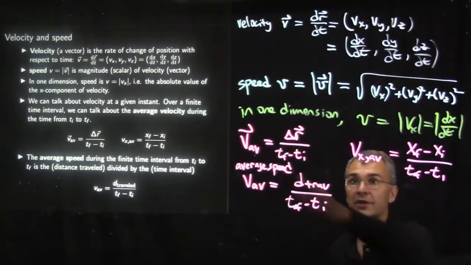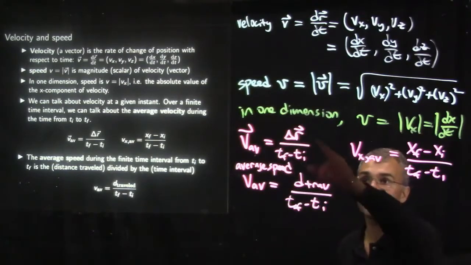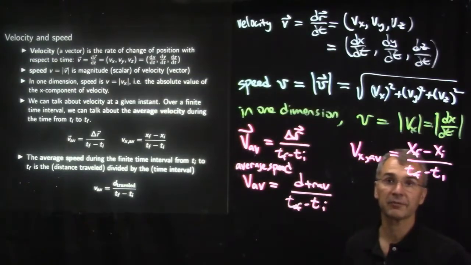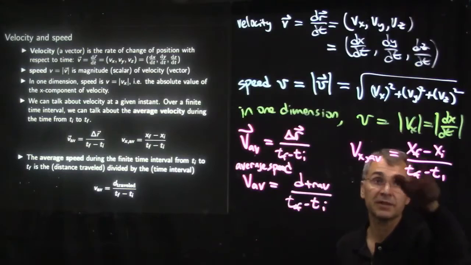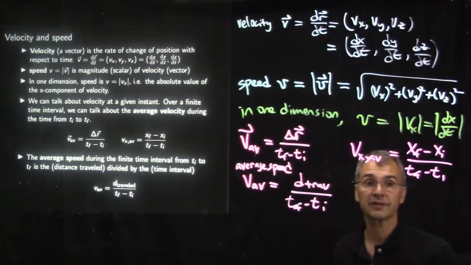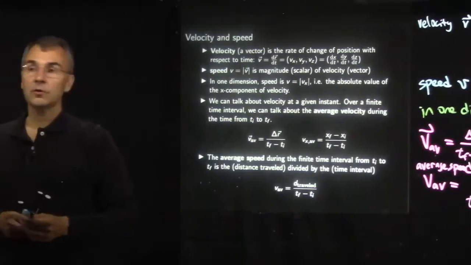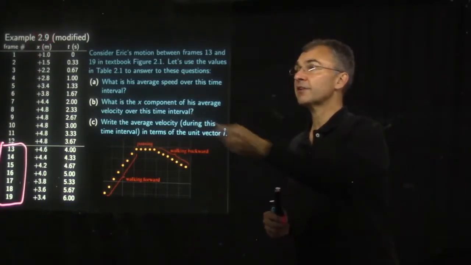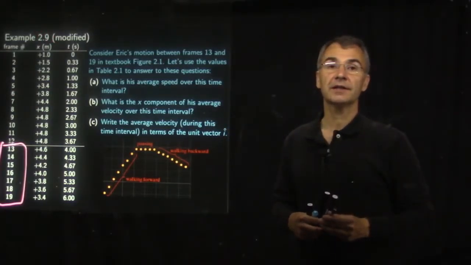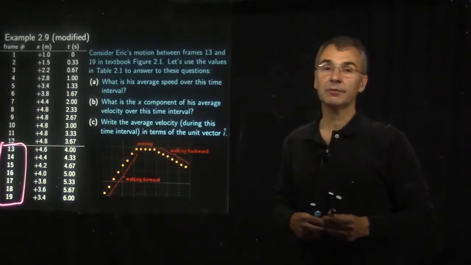Whereas the average velocity is the displacement vector divided by the time interval. Or the x component of the average velocity is the change in the x coordinate divided by the time interval. These are all easier by example, I think, than in generalities. When you read through chapter 2, you will find example 2.9. So I've taken that same example, but I've added some different questions to it.